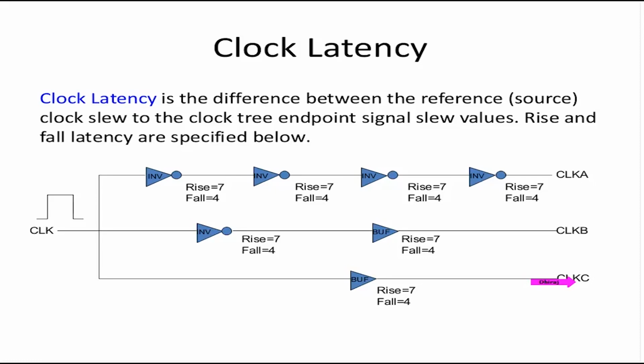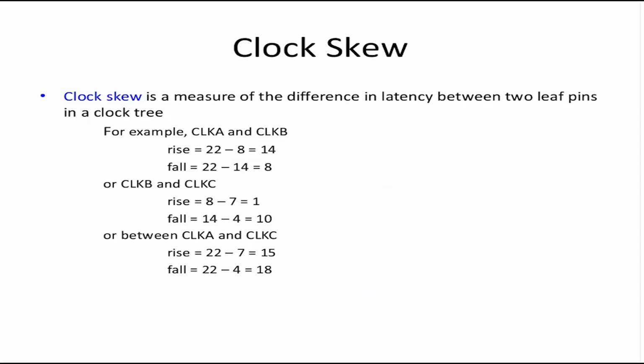So how do I calculate clock skew? For example, for clock A and clock B, you calculate the rise latency at clock A and the rise latency at clock B. So the clock rise skew would be rise at clock B minus rise at clock A, the absolute value. Similarly, you can calculate fall. So you know the clock latency, rise and fall separately, at clock A, clock B and clock C. And clock skew between any two points would be simply the difference of the clock latency values.